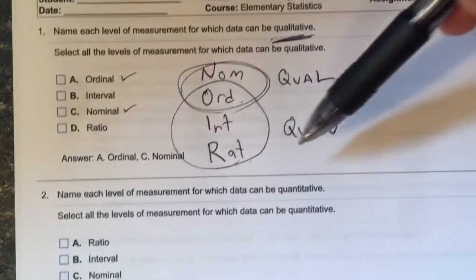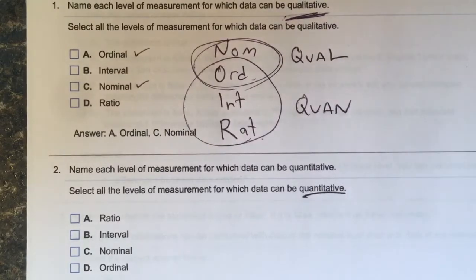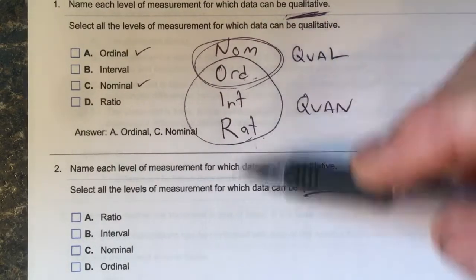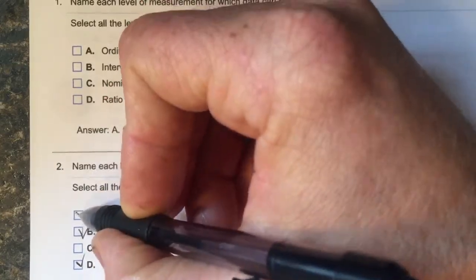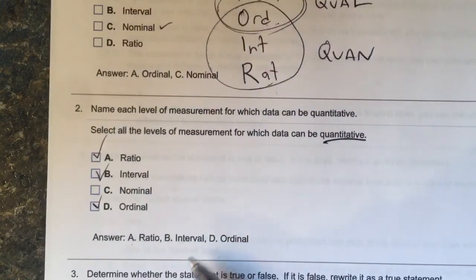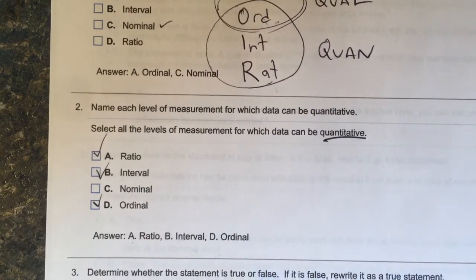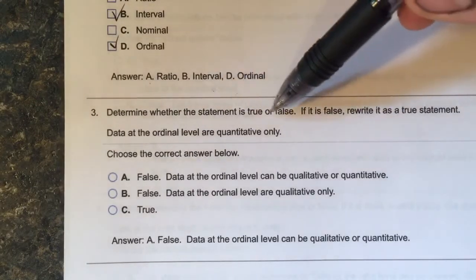Okay, now number 2, name these which could be quantitative. Quantitative, well, that's these 3 here: ordinal, interval. So that's going to be ordinal, interval, and ratio. Those 3 are here. Of course, here's the answer right there. There's the answer.